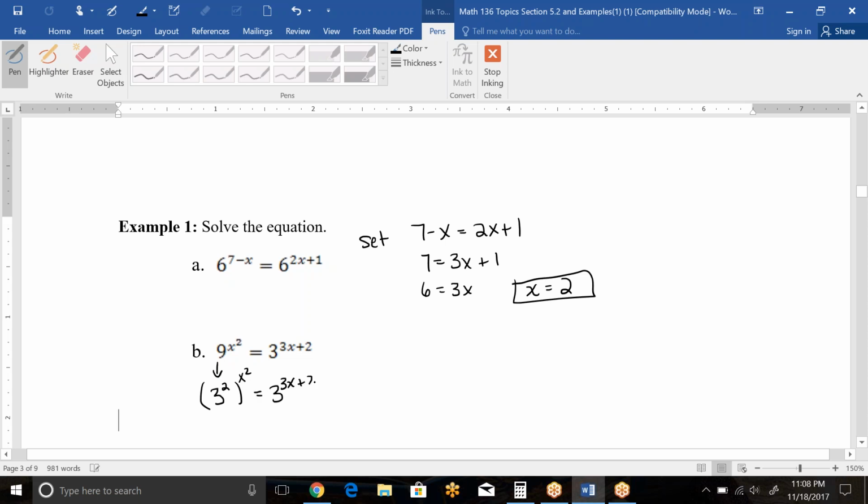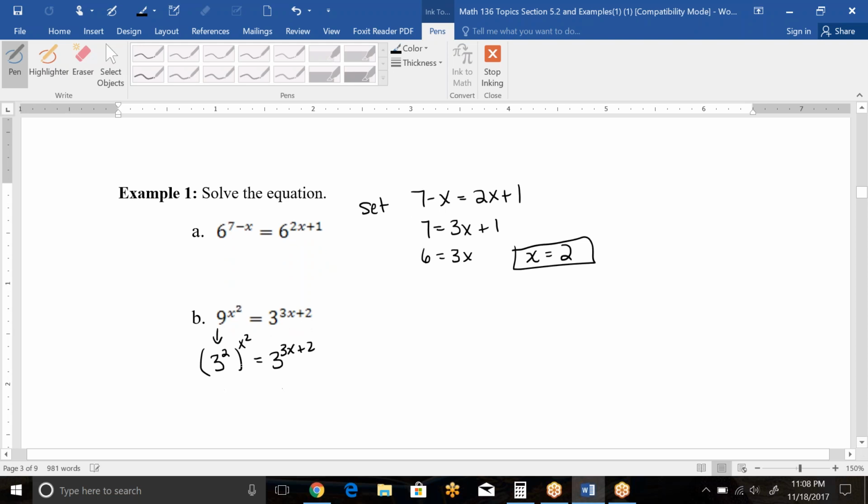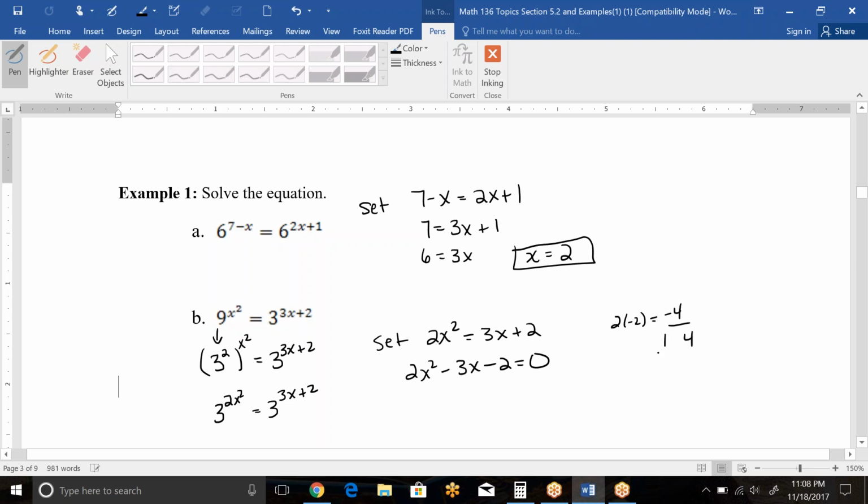And then when we do that, we have to use the laws of exponents. So this is now 2 times x squared because it's power. So that's 2x squared. So now that we have the same base on each side, we're going to set 2x squared equal to 3x plus 2. Now that's a quadratic, so we'll want to move everything to one side and see if we can factor by grouping. So 2 times negative 2 is negative 4, which the only factors are 1 and 4 and 2 and 2. To make negative 3, it would have to be a positive 1 and a negative 4.